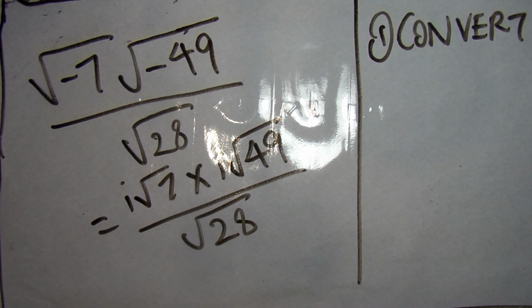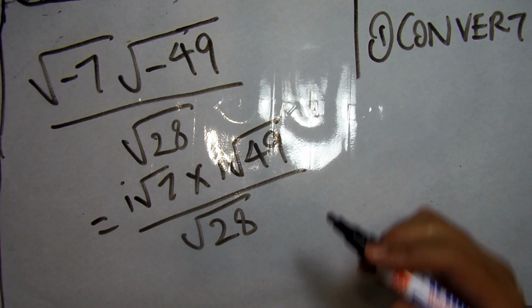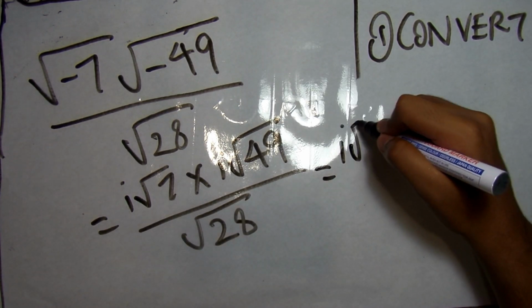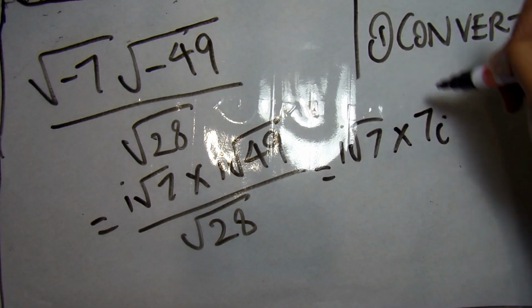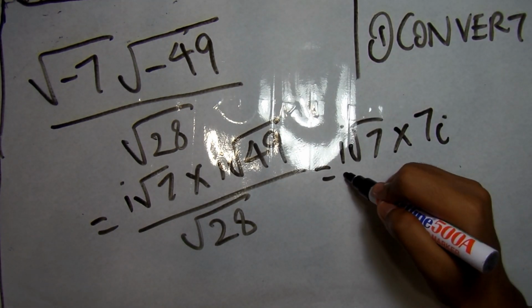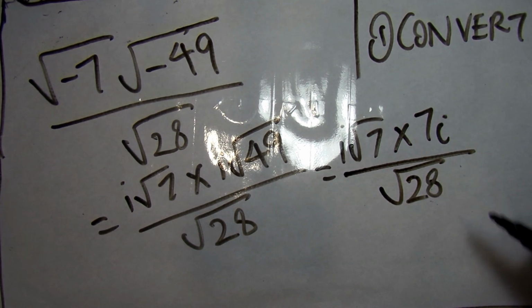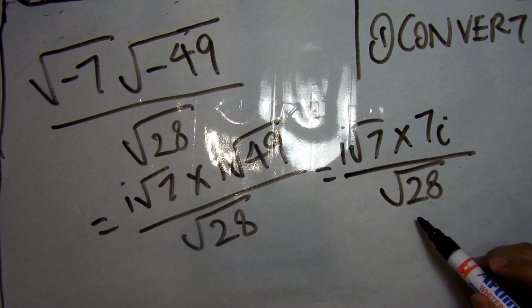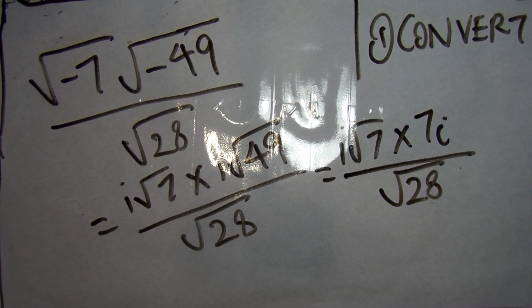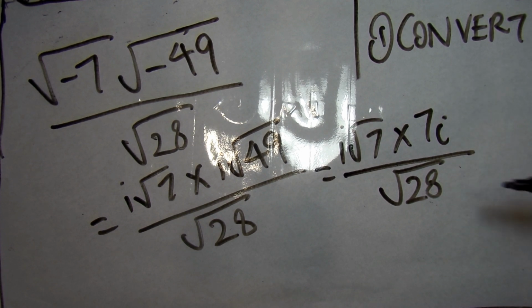Okay, once we have done that, let's break this down. i root 7 stays i root 7. The square root of 49 is 7, so this is multiplied by 7i. Bring the i to the front because there is no more room for confusion, and the denominator is the square root of 28. We should not have radicals in the denominator. So the ordinary way to rationalize this would be to multiply the numerator and the denominator by the square root of 28. But here we're going to be using a different method.